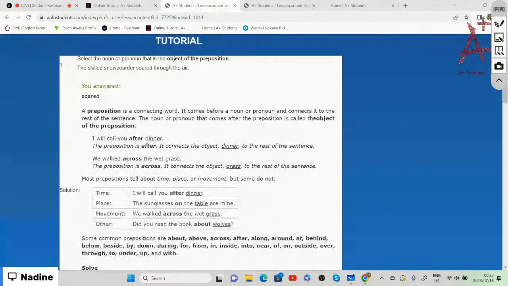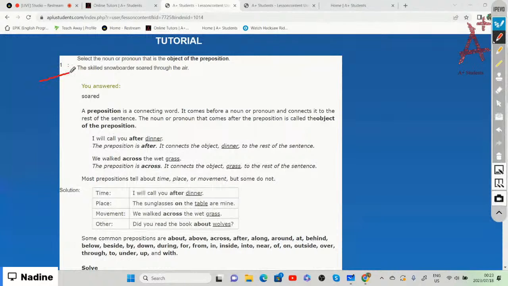All right, let us look at this one. Yeah, it says select the noun or pronoun that is the object of the preposition, right? So, yeah, we now need to select the noun or the pronoun, right? The skilled snowboarder soared through the air. We need to select the noun within that sentence or the pronoun. So before we select the noun or the pronoun, right, if we were to select the preposition, then we would say it is through, right? So through being the preposition.